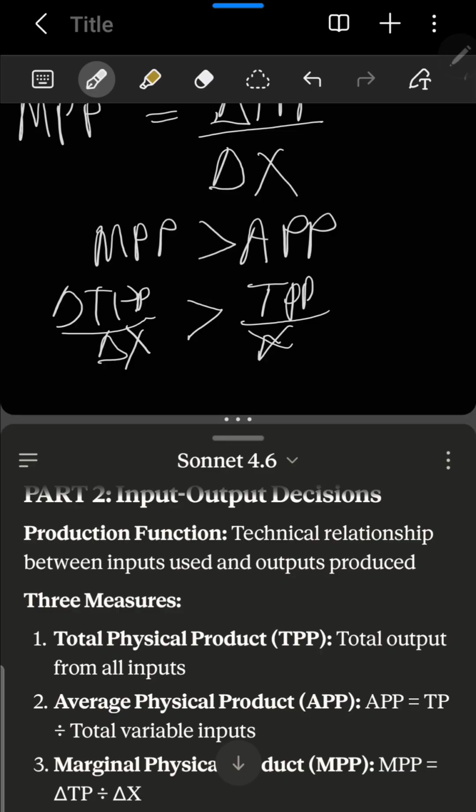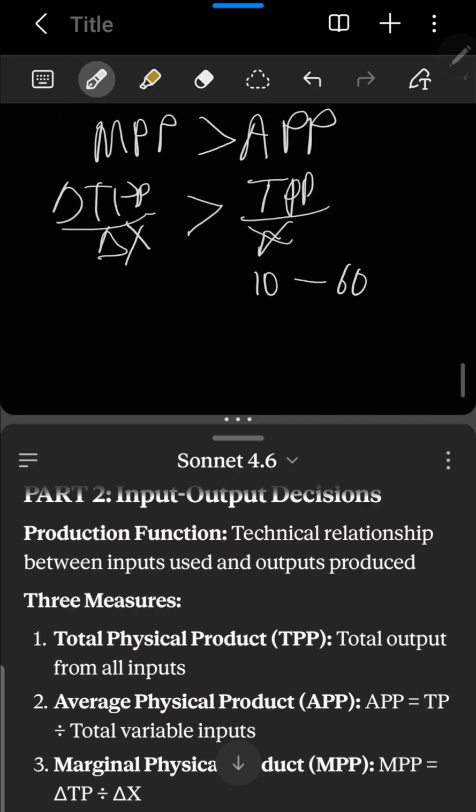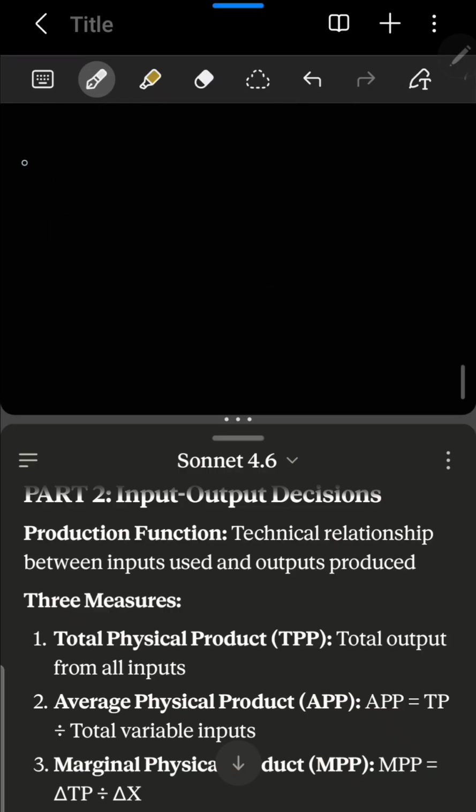Marginal physical product being greater than average physical product means if before 10 bags of fertilizer was giving me 60 bags of yield, if I put in the 10 bags now, I expect to get more than 60, maybe 70 bags of yield. So in this case, the marginal physical product is greater than average physical product. Then let me use a curve to illustrate this.